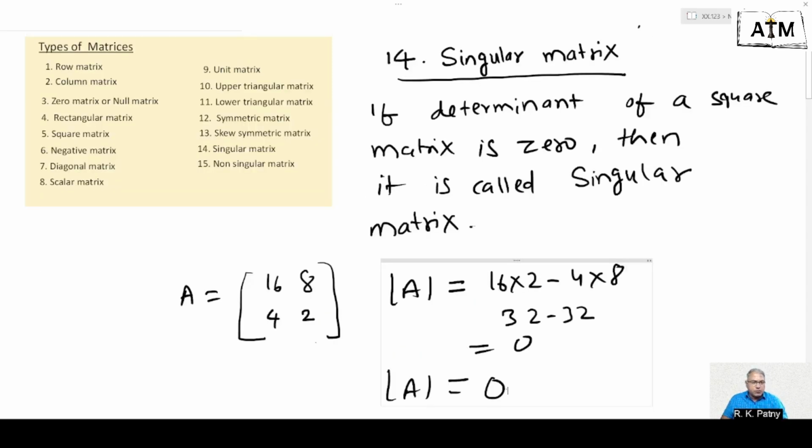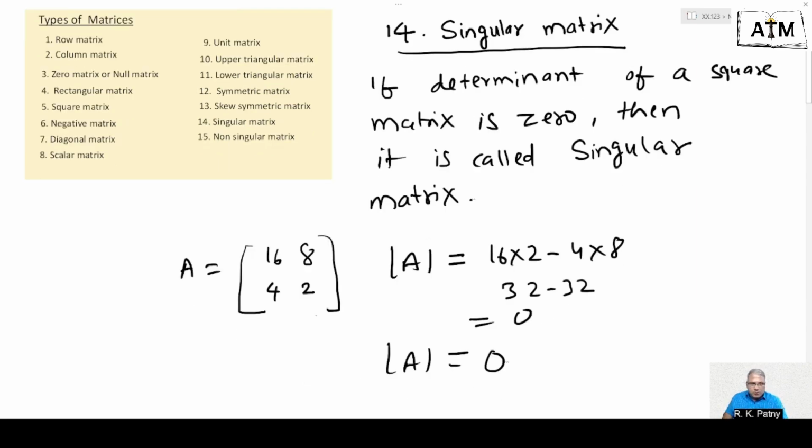Next one is the singular matrix. If the determinant of a matrix is 0, then it is called a singular matrix. Example, we have a matrix A, 16 8 4 2, whose determinant equals 0. The determinant of this matrix equals 0, so it is a singular matrix. Now the last one is the non-singular matrix. If the determinant of the matrix is not 0, then it is called a non-singular matrix.